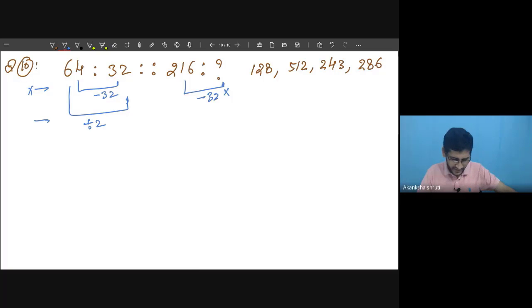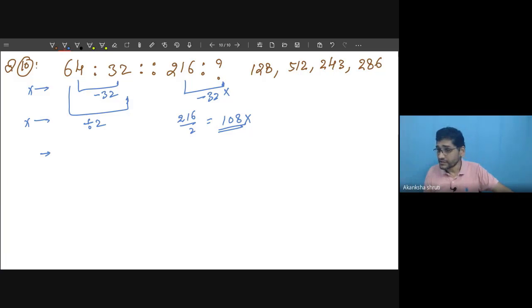Another, dividing by 2. Okay, let us try this. Dividing by 2 means 216 has to be divided by 2. If we follow this, we are going to get 108. Yes, 108 is here. No, student, in the option it is 128, not 108. So it is wrong. Unfortunate. Let us go for the next one.